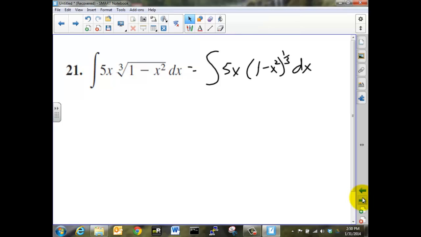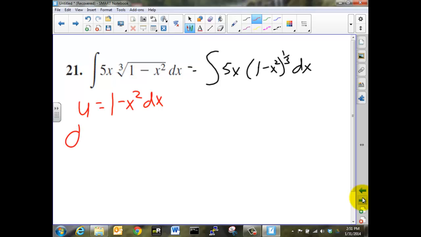What is your u here, Grant? 1 minus x squared. So what's du then? Negative 2x dx. But we don't have negative 2x over there. We have 5x over there. Would it be negative 2.5 du?